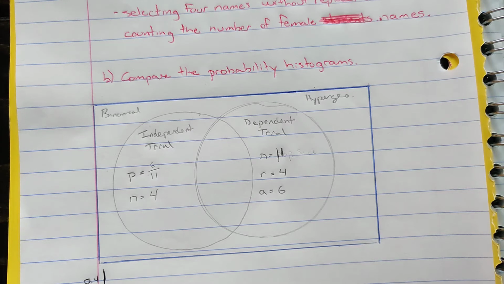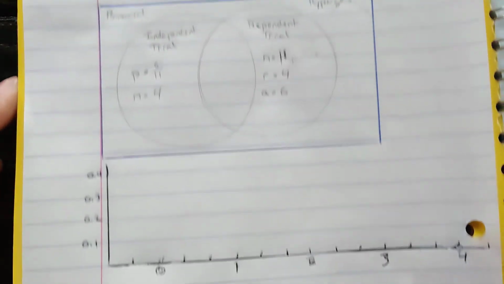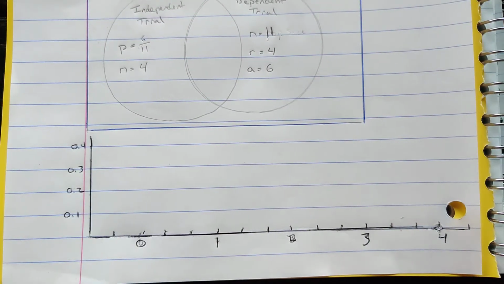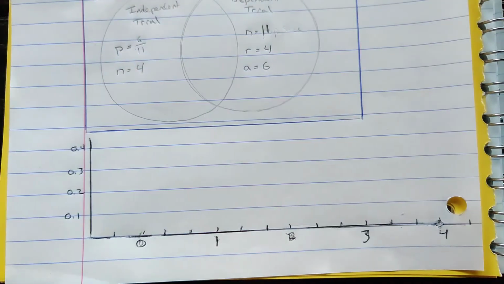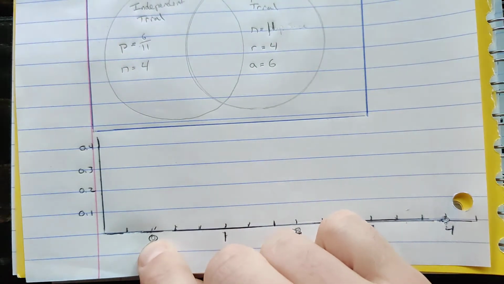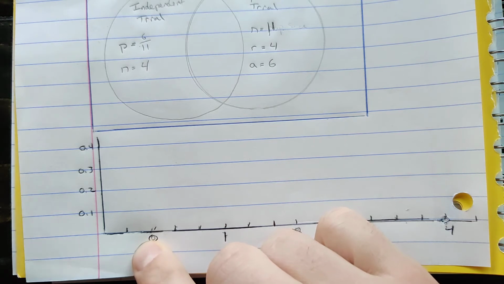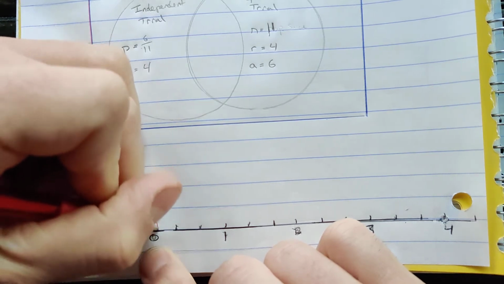When we plug them into their respective formulas and create tables, I don't want to use another sheet of paper because I'm trying to be quick about this one. So I've calculated them already, and I'll graph out the probabilities here. I'm going to use red for binomial and blue for hypergeometric, and put them side by side. The probability of 0 female names in terms of the binomial is about 4%. So we're looking at about right here.